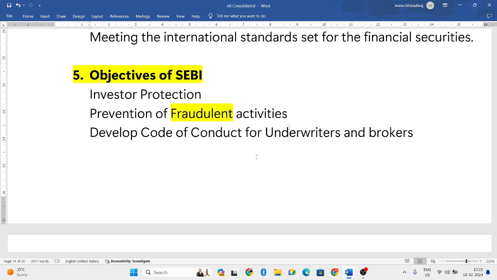Develop code of conduct for underwriters and brokers. So SEBI has come up with an idea to set up the rules and regulations for the brokers and underwriters. SEBI also issues certain licenses for the brokers. All brokers should get registered under SEBI. So they have developed a code of conduct for the investors as well as underwriters and brokers. So this question also they may ask for the section B.